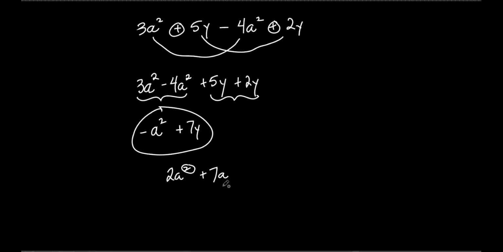I can't say I have 9 of anything, all right? I don't go 9a cubed. I don't go 9a squared. I don't go 9a. There's nothing I can do with that. That's already simplified. That's all I can do.